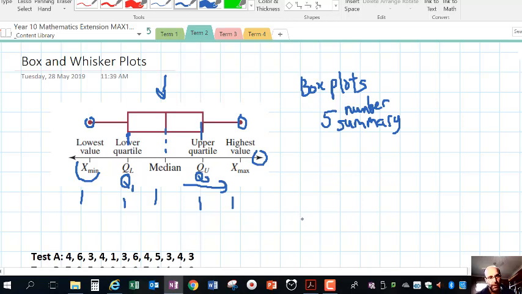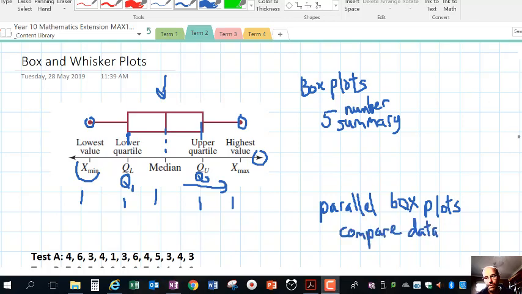Box plots can be plotted alone like that one, or we can use them together vertically or horizontally, and that's called parallel box plots. And that's very important. Parallel box plots happen when we're comparing sets of data, and that's one of the most useful purposes of box and whisker plots, to compare data.